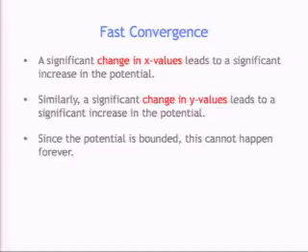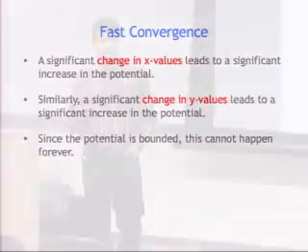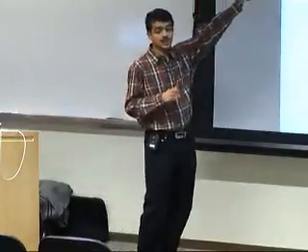But the potential function is bounded. It cannot always increase. I mean, it cannot increase without bound. So such a thing cannot happen forever, right? So it cannot happen that x and y values are changing a lot for a long time.